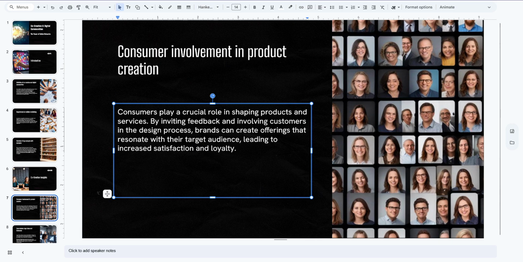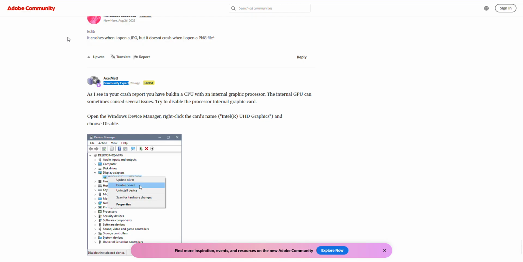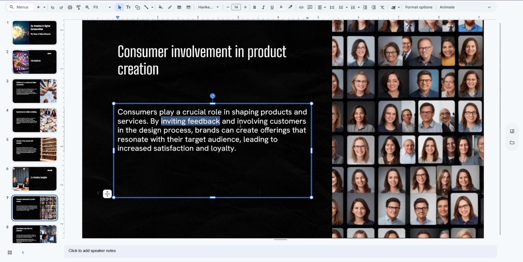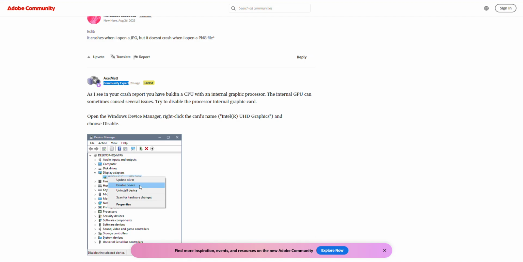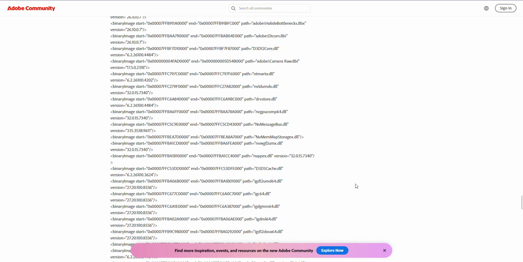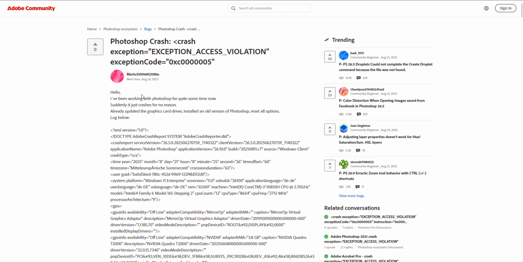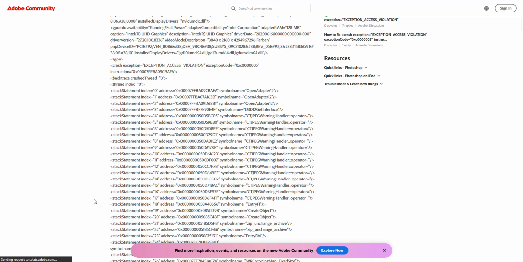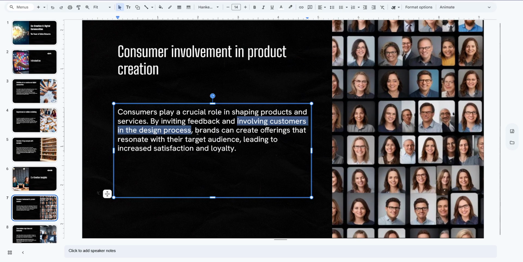So that's how they are involving consumers in product creation. They are inviting feedback by creating a forum like this, Adobe Community. They are involving customers in the design process, like creating community experts. And of course, there are job holders also who stay here, from Adobe, and it will be written there. So like this, brands can create offerings that resonate with their target audience.